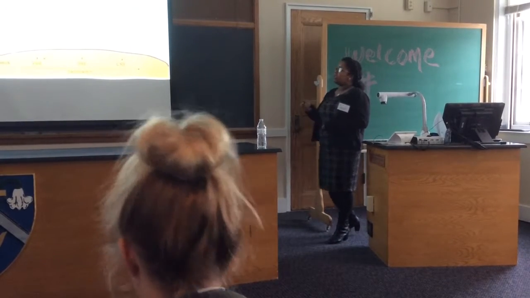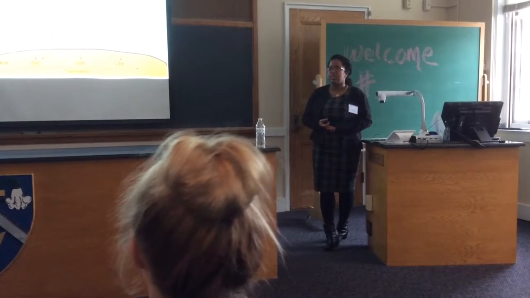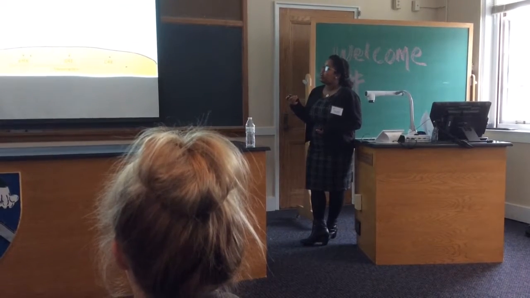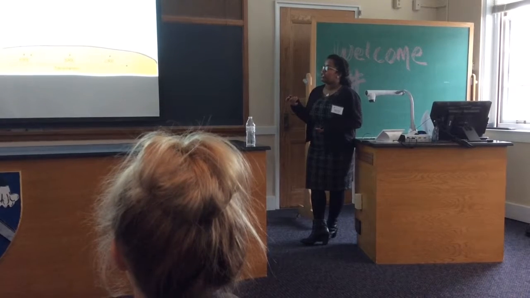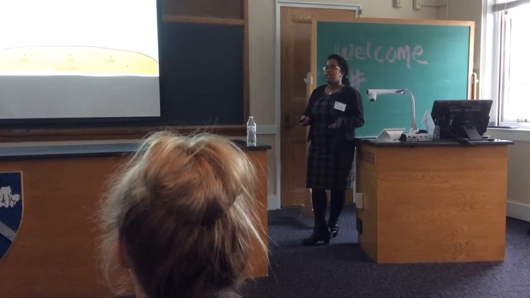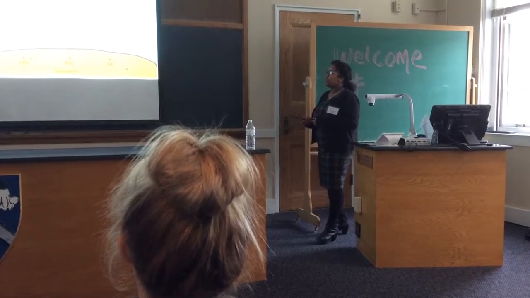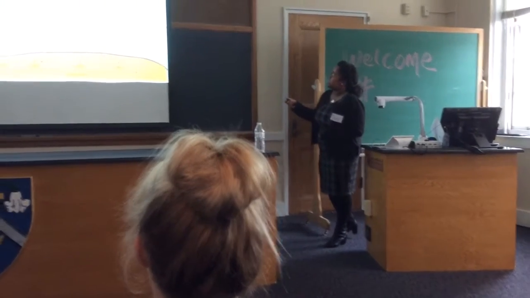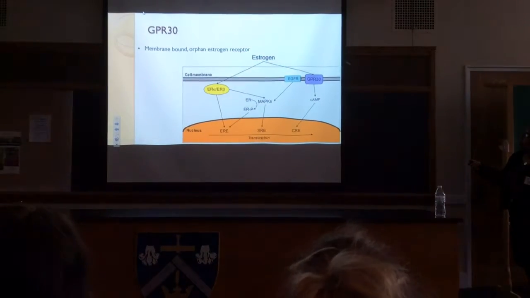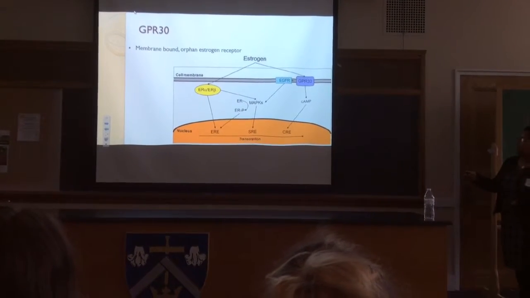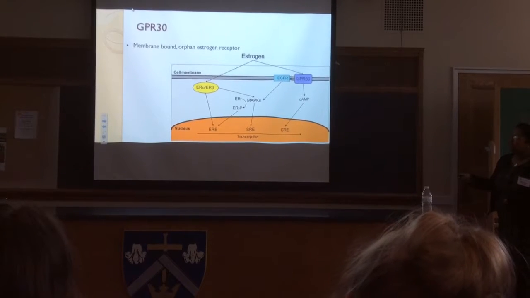So from that, we looked back into research and studies from other scientists, and we found another receptor that could be used in estrogen signaling, GPR30. In this case, it's not intracellular; it's membrane bound, and it's an orphan estrogen receptor. As you can see here, it's bound on the cell membrane in comparison to ER alpha, which is more intracellular. And both of them can be involved in transcription.